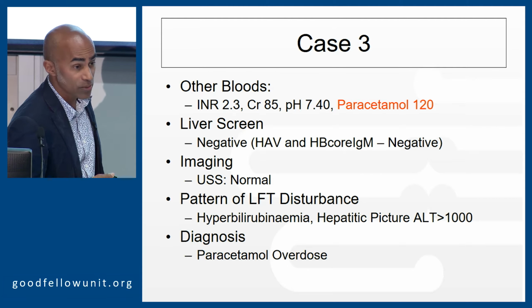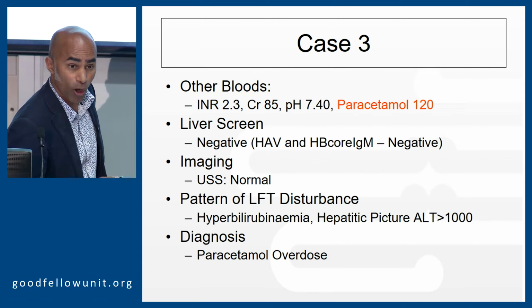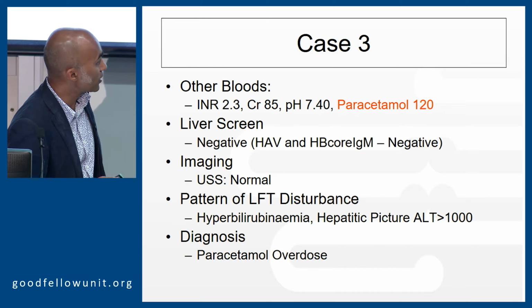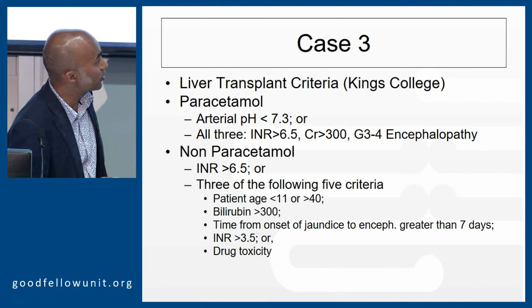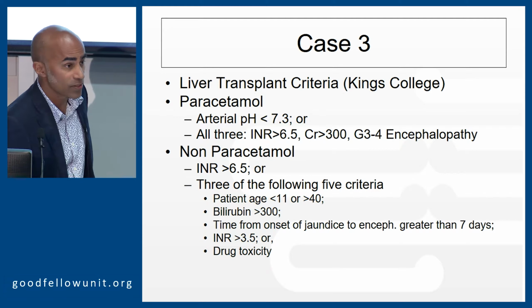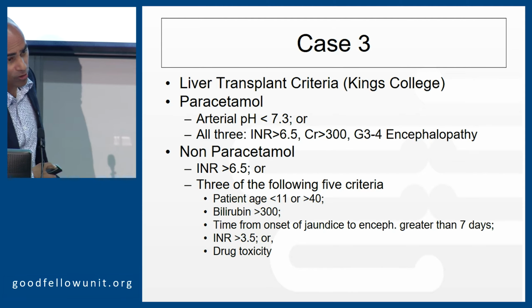The ultrasound scan, not surprisingly, I think the liver was a little bit bright in this case, but otherwise was pretty normal. So paracetamol overdose. I'll show you the nomogram. You've all seen that before, certainly, and we put her numbers on there, and she was treated with N-acetylcysteine. And I'll just put up the transplant criteria that we use for her.